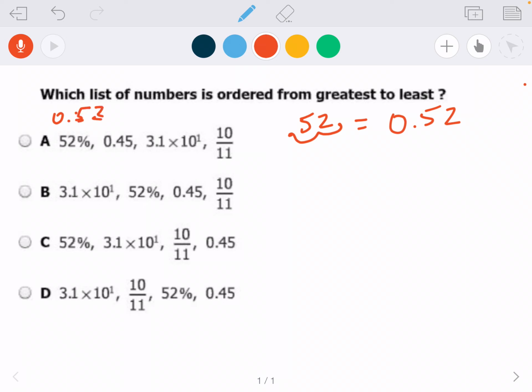The next one is scientific notation. So 3.1 times 10 to the first power. What that's telling us to do is take our 3.1, and because it's a positive exponent, it's going to get bigger. The exponent tells me how many places I'm moving the decimal. So I would move this 1 place to the right to make this 31.